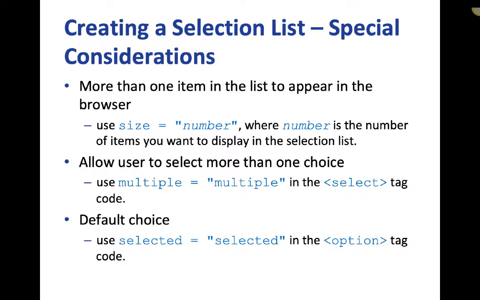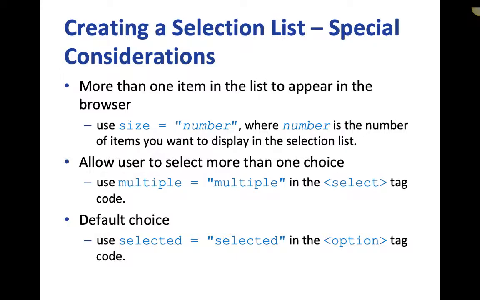You can modify selection lists so that more than one drop-down item appears. You can use the size and place a whole number in there and determine how many options you want to display in the selection list by default. You can allow the users to pick multiple ones by giving that attribute. And of course, the selected one that I showed you earlier is the default one that will show whenever the form is loaded.